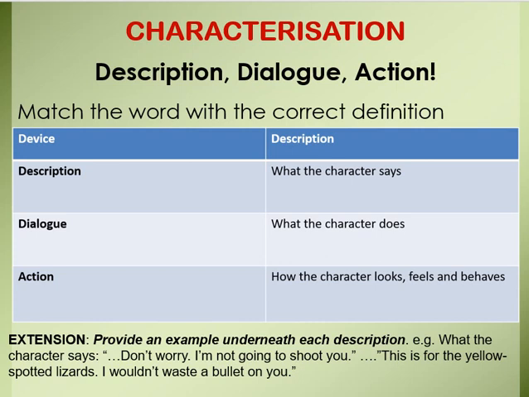So if we wanted an example of what a character says, you could use the bit where it says, "Don't worry, I'm not going to shoot you," and other dialogue. "This is for yellow-spotted lizards. I wouldn't waste a bullet on you." Now, you probably all know who said that, but that gives you a definite impression of the sort of person Mr. Sir was. As we know, it was Mr. Sir. So I want you to see if you can find an example of a description of some dialogue and some action that actually helps you get a better understanding of a character.